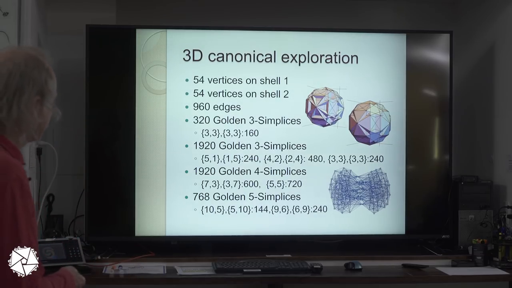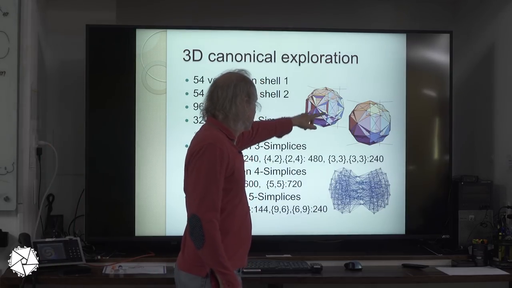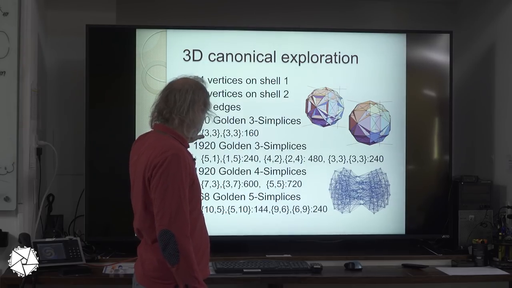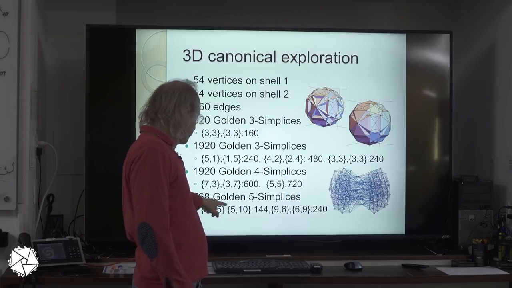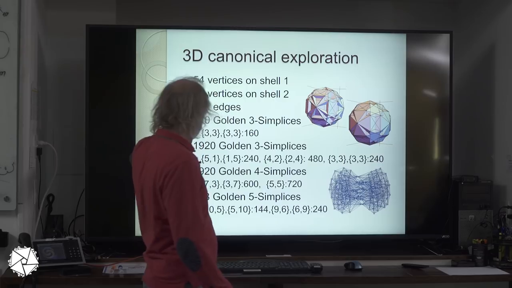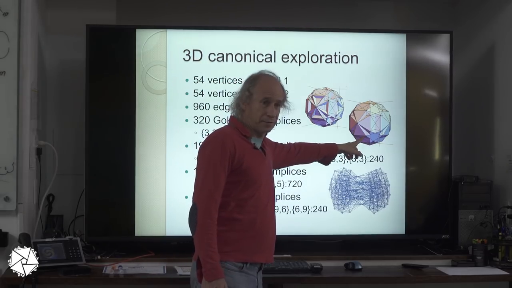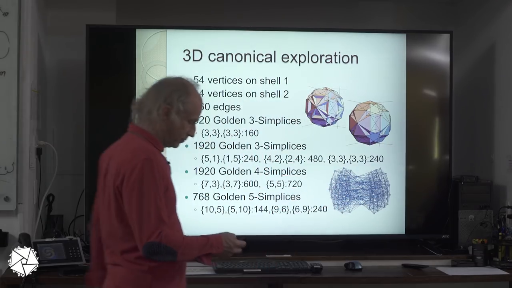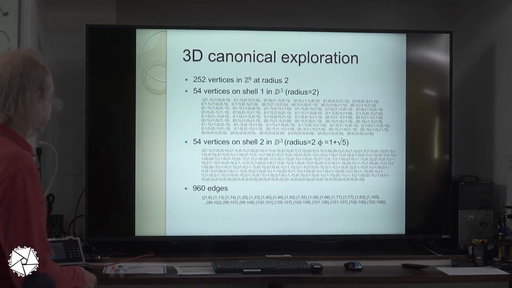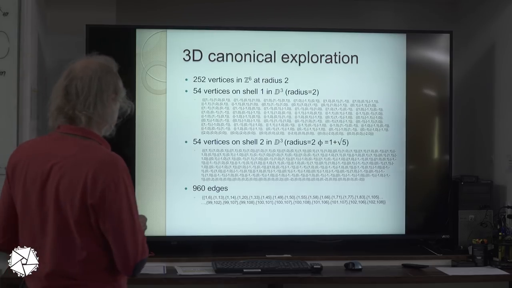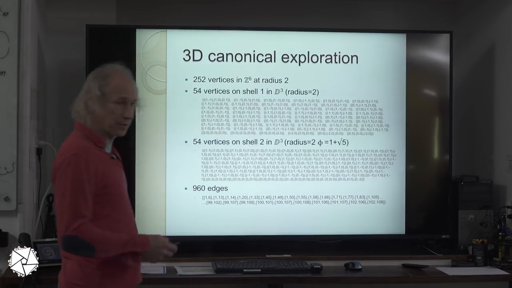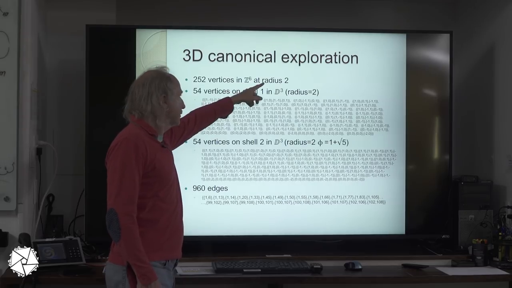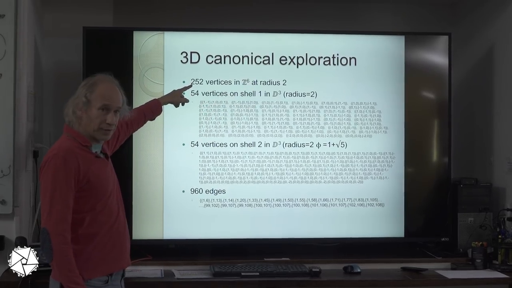So I made the classification of 3D. And this is what we see, in fact. These are the 320 golden three simplices which are not sub-simplices of the five simplices. And if I add also the ones which are this one, then I get this. And this is a graph of the edges. Yes, so this is detailing a little the computations that I made. It's more concrete. So for example, in Z6 at radius 2, I have 252 vertices.